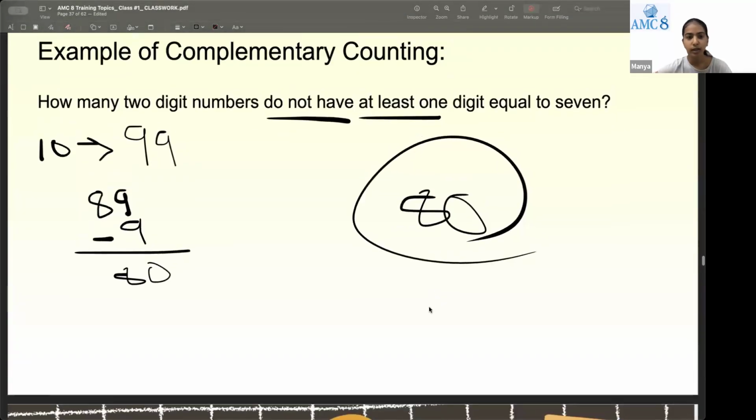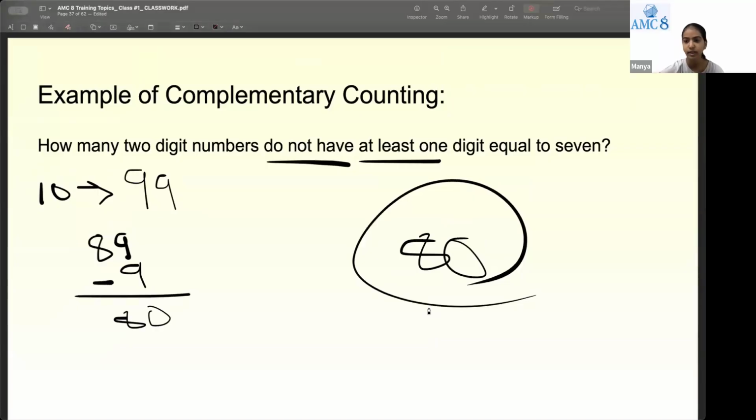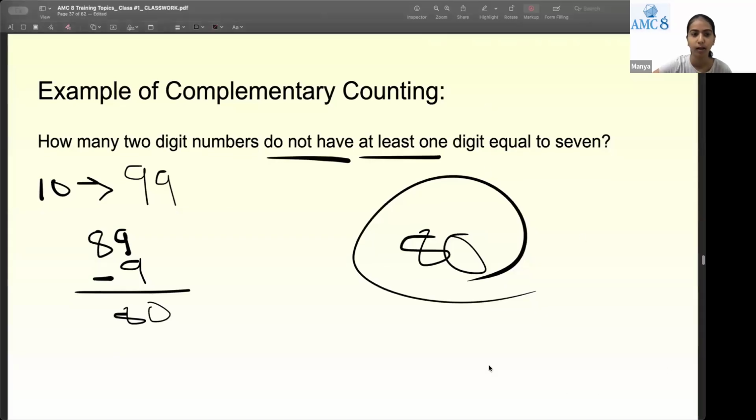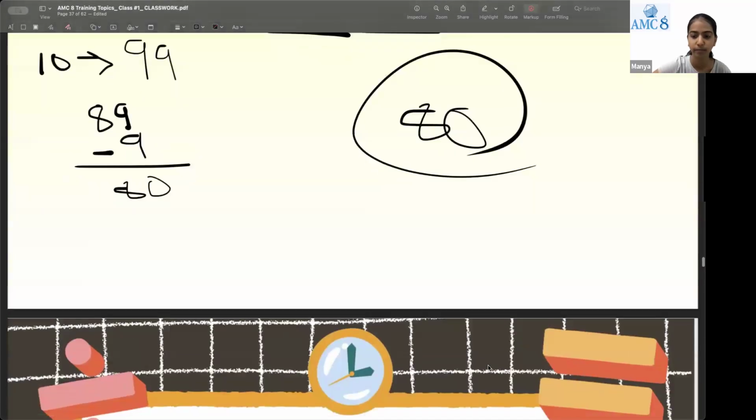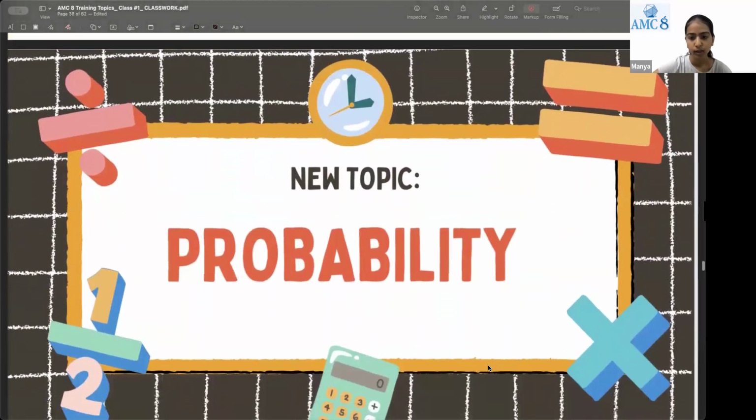So does everyone understand what complementary counting is? Do you have any questions about the difference between casework and complementary counting? Okay. If anyone has any questions, then please raise your hand.